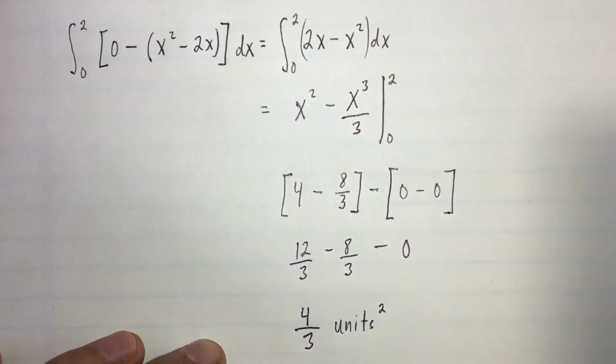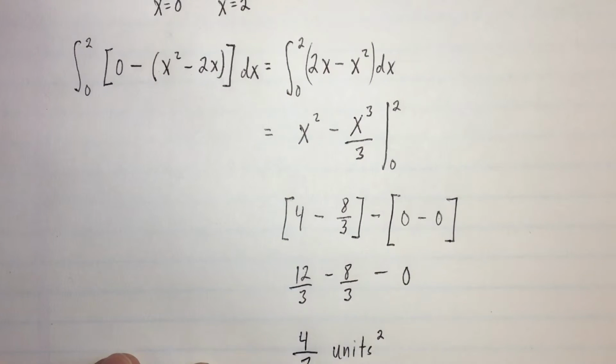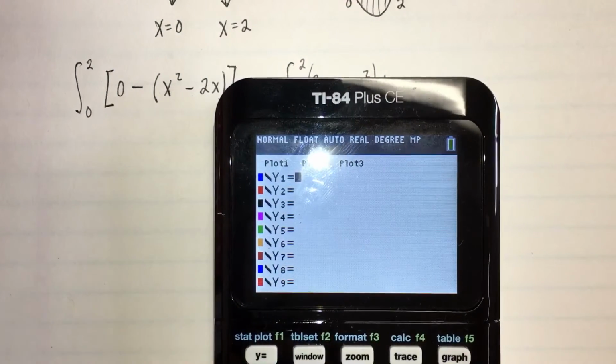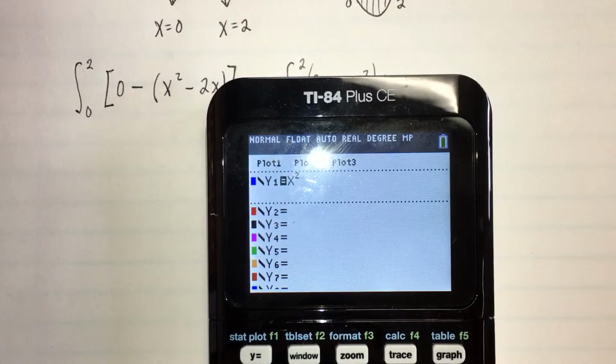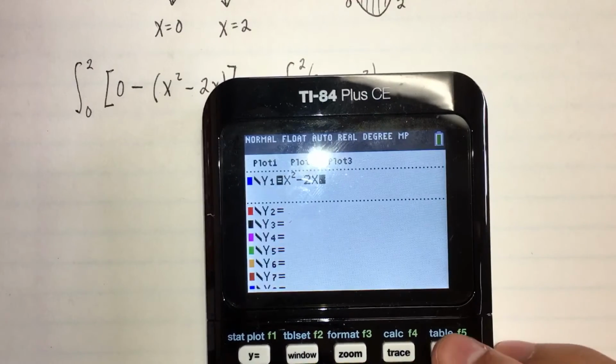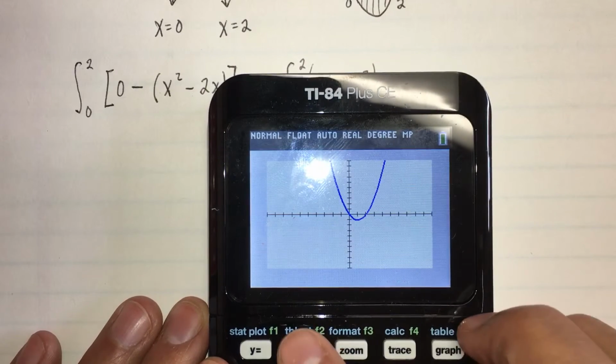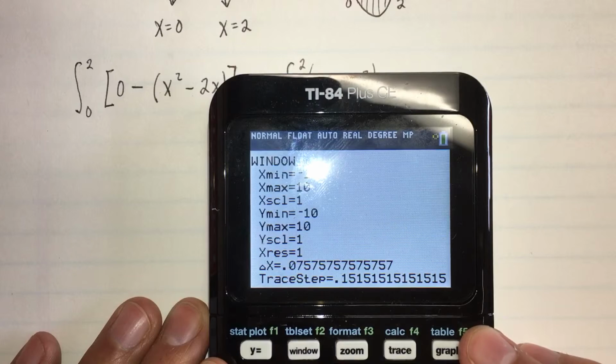We're going to confirm this on the calculator. And let's see here. I'm going to enter the equation in the calculator. Y equals x squared minus 2x. We can graph it. Get a better window on this.